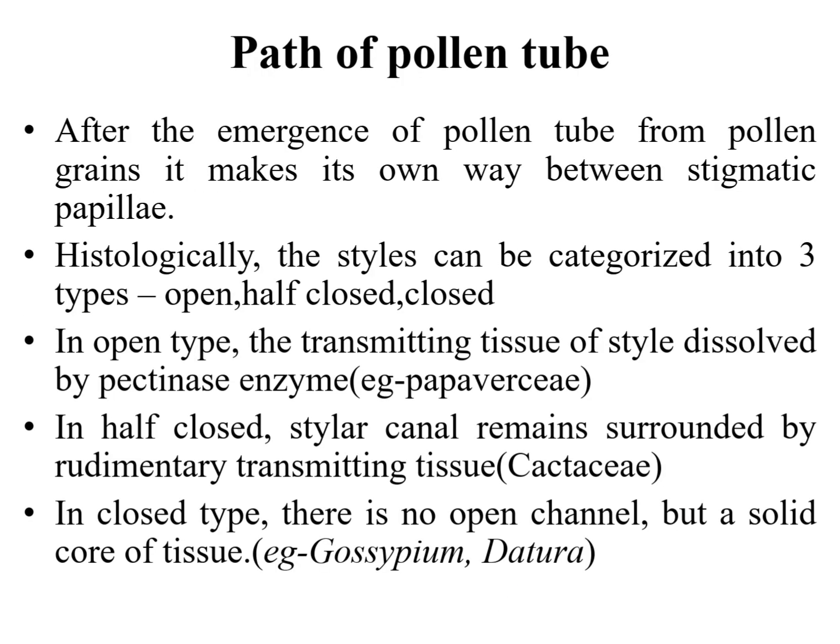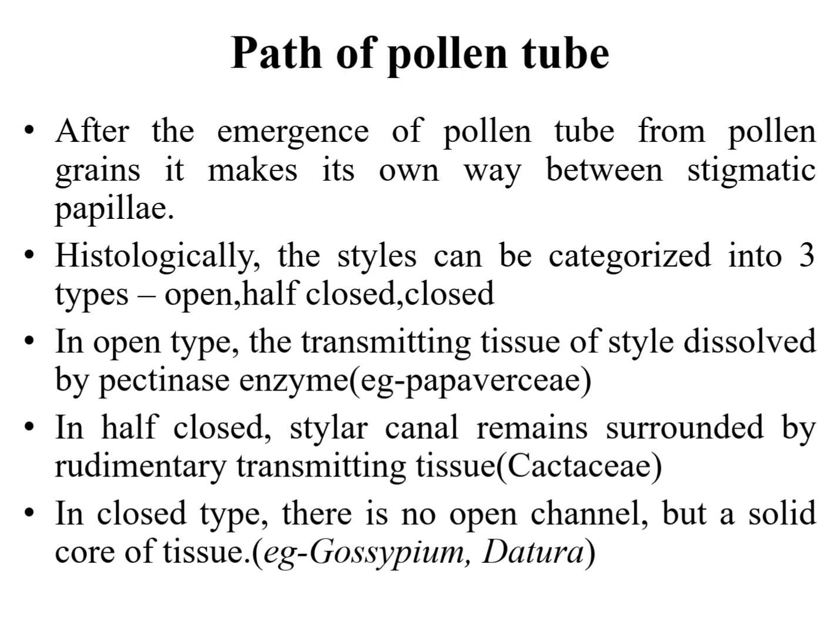Then the path of the pollen tube. After the emergence of the pollen tube from the pollen grain, it makes its own way between the stigmatic papillae. So after germination, the pollen tube is formed. Then the pollen tube will move through these stigmatic papillae and then the style. Histologically, styles are of three types.